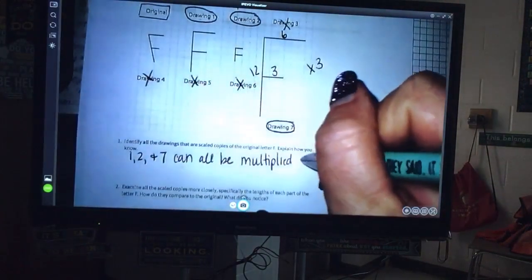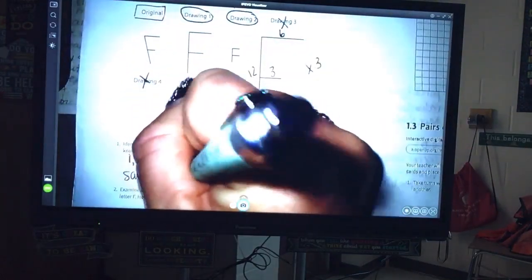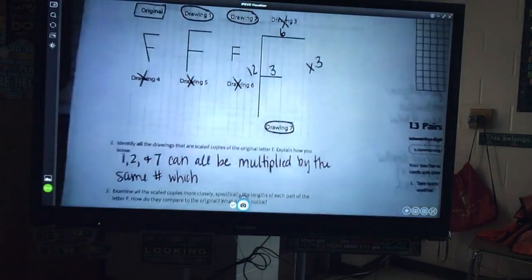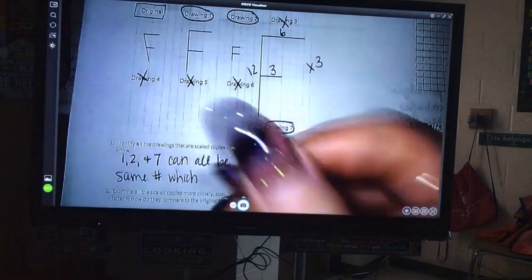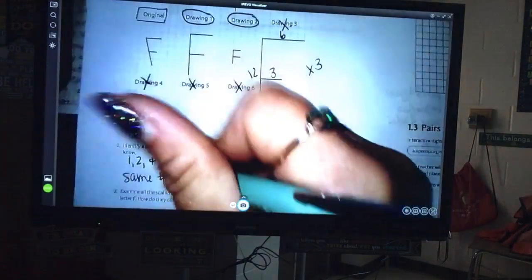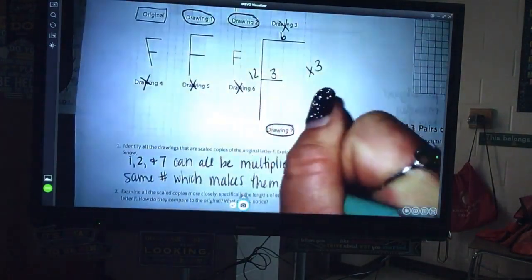Can all be multiplied by the same number, which makes them what? Finish what you said. Can all be multiplied by the same number, what? I'm looking for a keyword. I've said it a couple times, I'm looking for a keyword though. Multiply by the same number, which makes them equivalent.